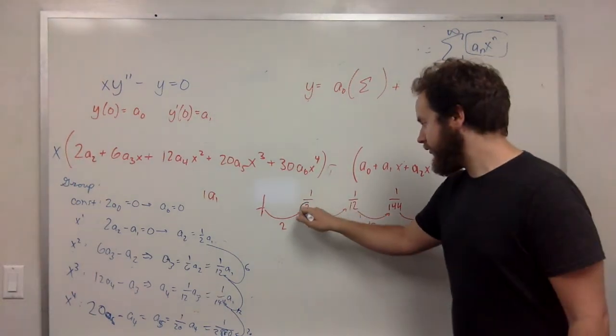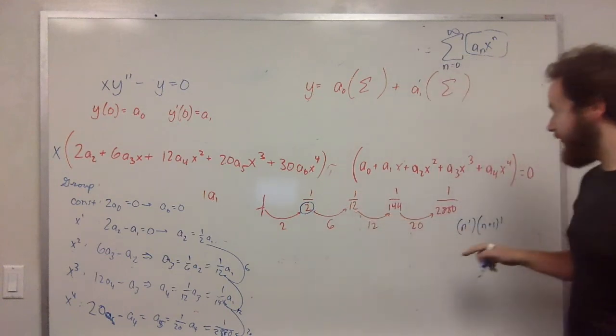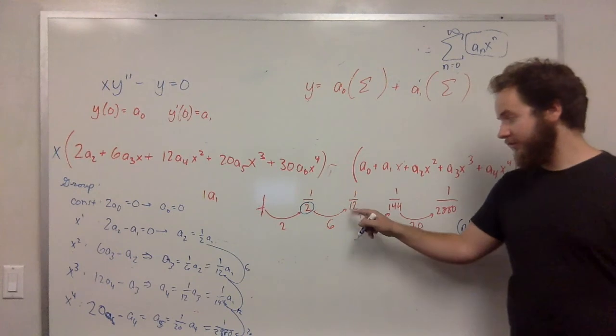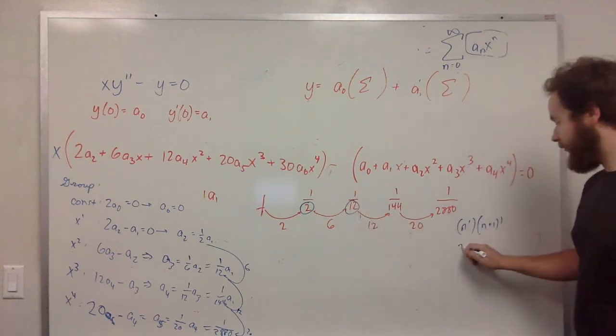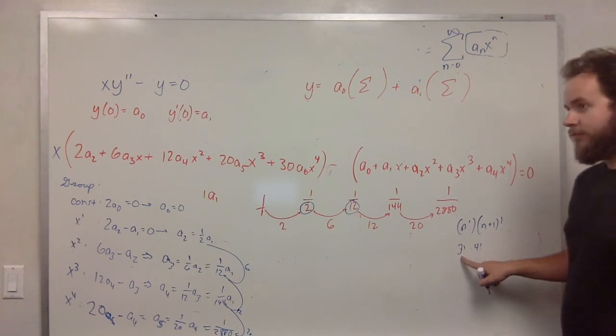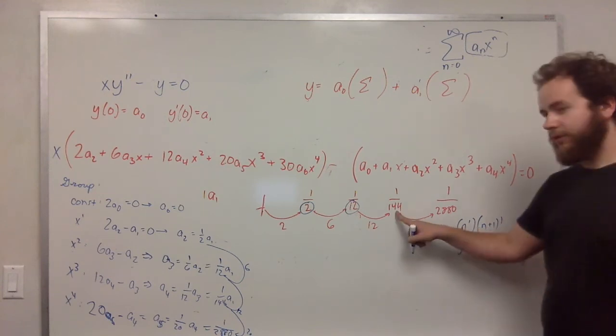We're looking at these numbers. 12 is 2 factorial times 3 factorial. 2 factorial is 2, 3 factorial is 6. 2 times 6 is 12. 3 factorial times 4 factorial would be 6 times 24, which is 144.